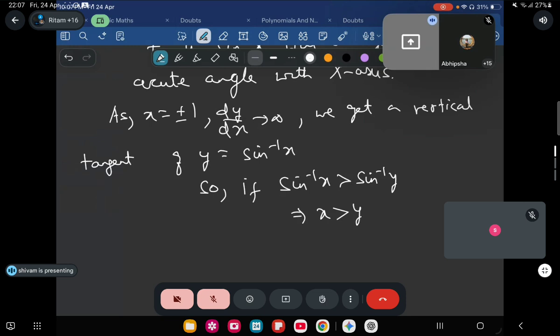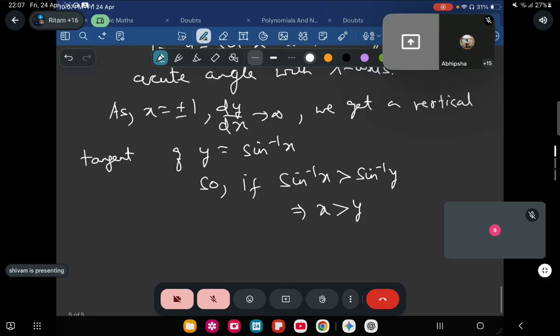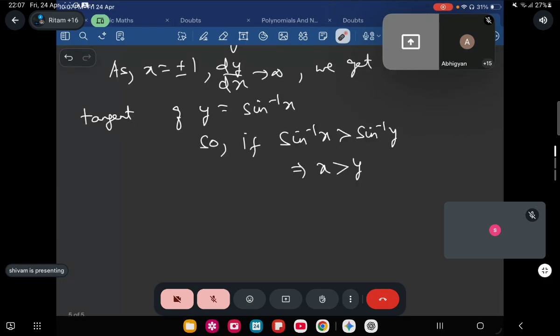Tell me, Abhigyan, Absha. Sir, what did you say? I couldn't understand. Sine inverse x is an increasing function, so if sine inverse x is greater than sine inverse y, this will imply x will be greater than y. Right, okay. Tell me, Devang, Shanaya, Soham, Shamli, are you people getting it? Yes, sir. Okay.